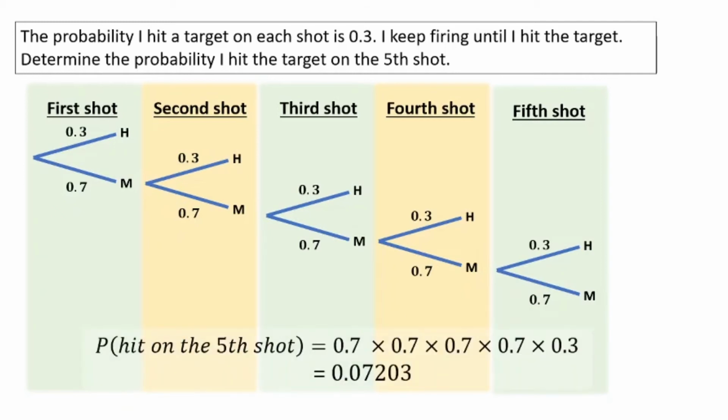So we'll multiply all of those probabilities together, and we get 0.07203. So a 7% chance that we hit on the 5th shot.